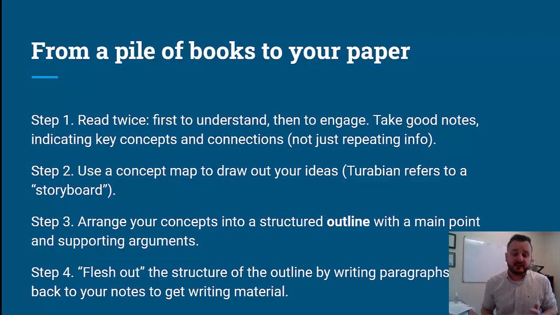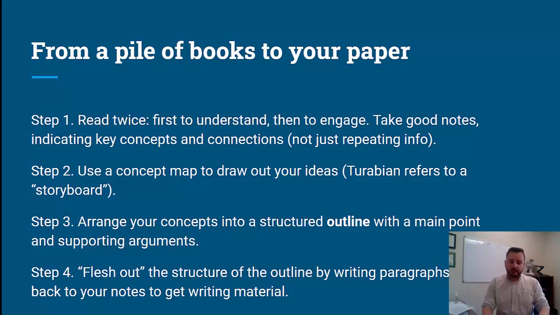so think about how this source relates to your overall idea. Second, use a concept map to draw out your ideas, and we'll look at what a concept map looks like here in a minute. Once you've completed a concept map, take those ideas and arrange them into an outline with the main point and supporting arguments below. And then finally, once you've done that, you can begin to flesh out the structure of your paper by writing some paragraphs based on the ideas in your outline, and you can always circle back to the notes you took in step 1 to get some writing material.